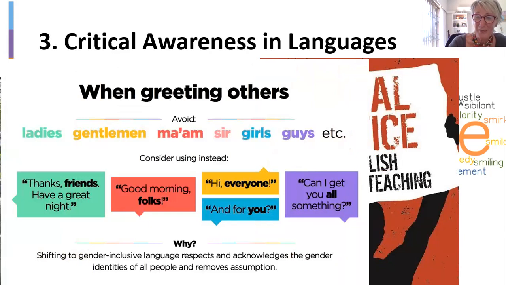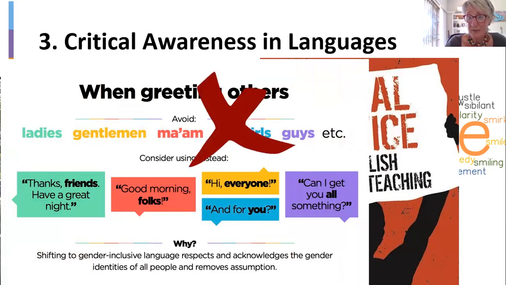This is another example of how to be aware of language critically. When we're greeting others, do we say ladies, gentlemen, ma'am, sir, girls, guys? And it says they avoid those terms because sometimes you are not considering everybody. I am a Survivor fan, and I was watching American Survivor, and Jeff said, when I say guys, do you feel that it's wrong?